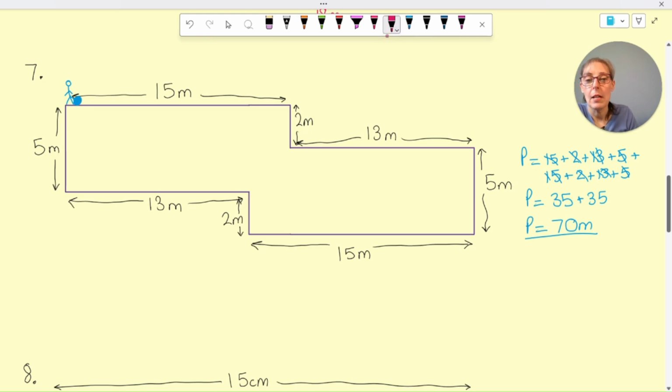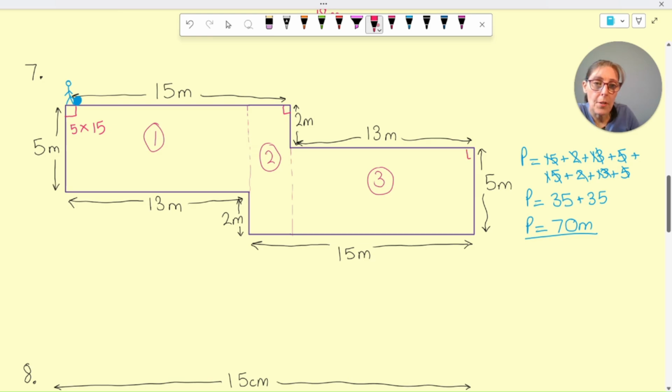Let's have a look at the area. Now it's a bit more tricky how to chop this one, isn't it? We could do a rectangle there because we've got the measurements. And we could do a rectangle there. Can we do one here? So we've got rectangles 1, 2, 3. Let's just have a look at the measurements. So here I could do 5 times 15. Now can I do one here?